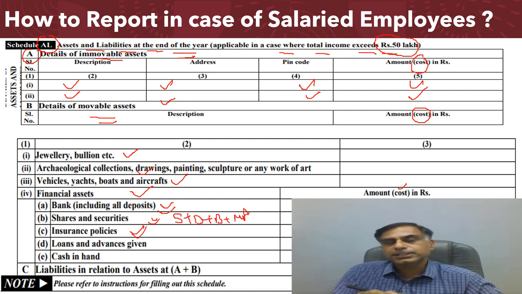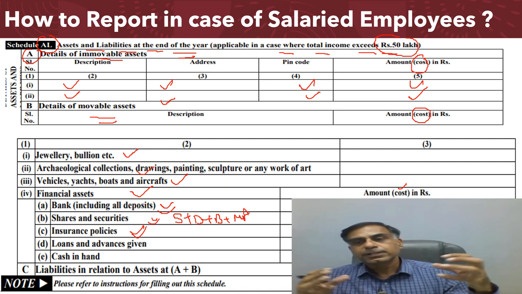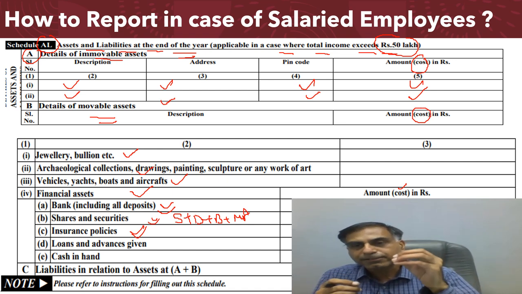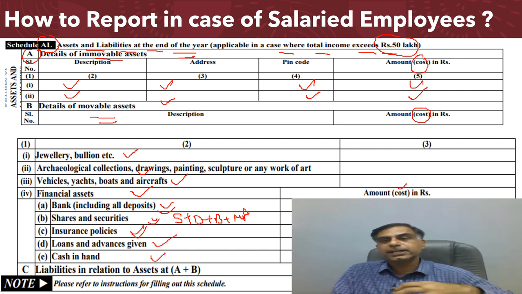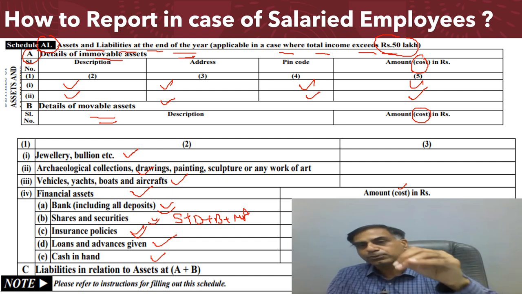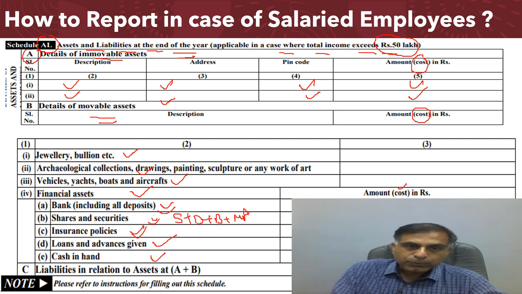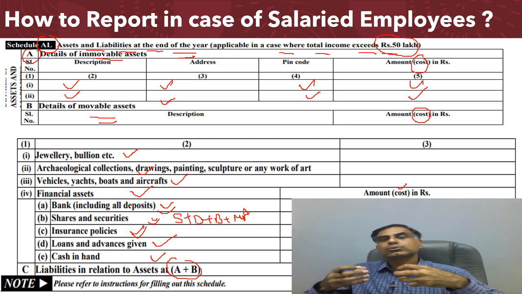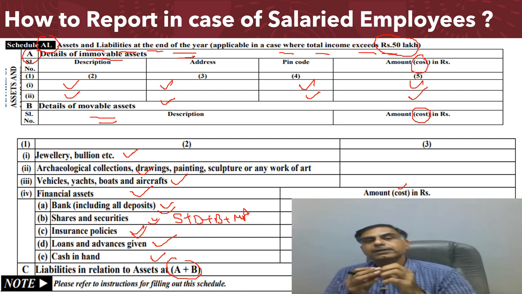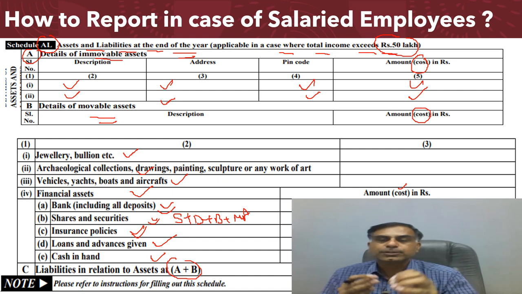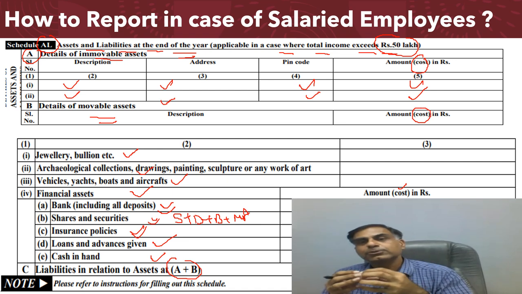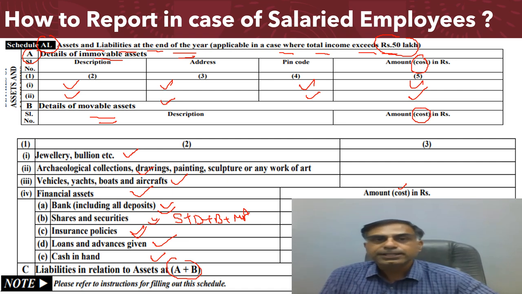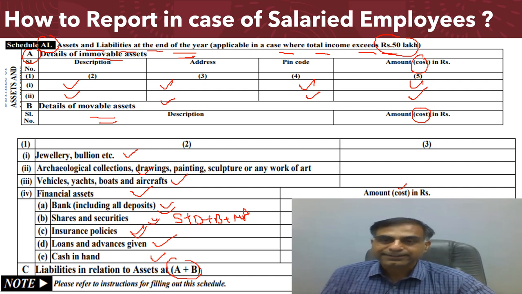Similarly, for insurance policies, my dear friend, I would suggest that you should give the amount which you have invested till date in the various insurance policies, which is your cost. Loans and advances, if any, given by you, and cash in hand as on 31st of March, should be reported here. Further, if you are reporting any assets and for acquiring those assets any liabilities are there, then those liabilities should be given here. Say, for example, to acquire a property you took a loan, or for acquiring a car you took a loan. Those outstanding values of the loan should be reported by you here in this particular schedule, that is Schedule A.